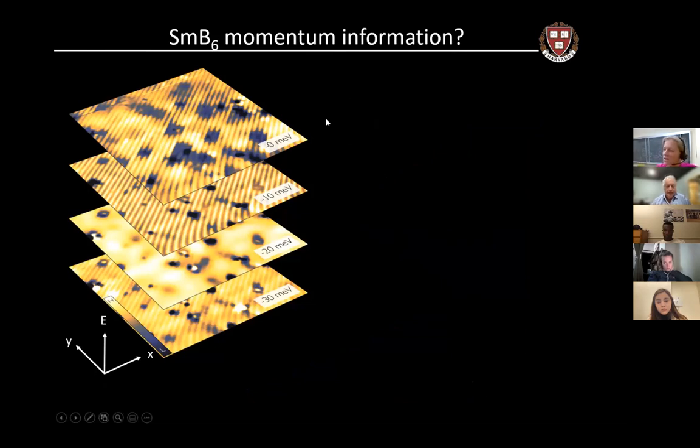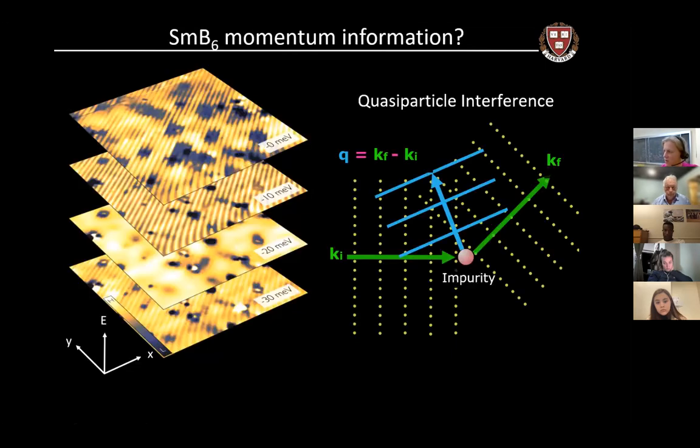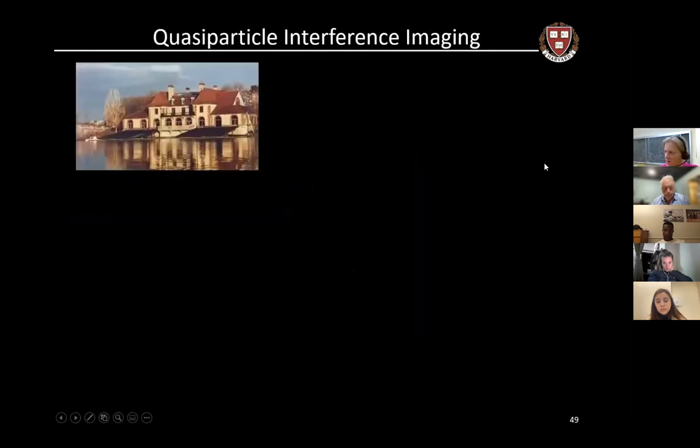Okay. So we can take these maps as a function of energy, and what we see is that the electron waves scatter off the defects. So if an electron wave scatters off a defect, the incoming and the outgoing wave form a standing wave of interference between them, and by measuring the standing wave, we can back out the wave vectors of the initial and final wave function. So this is the crew boathouse where I rowed as an undergraduate.